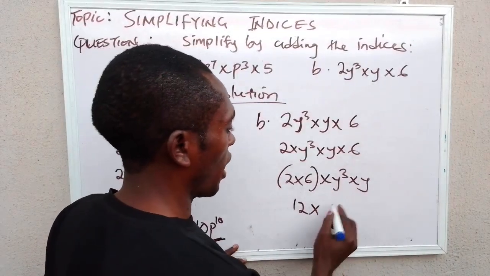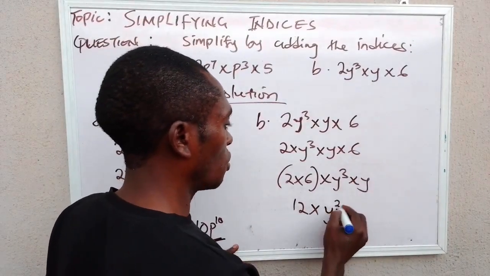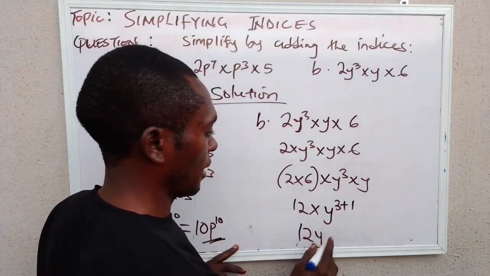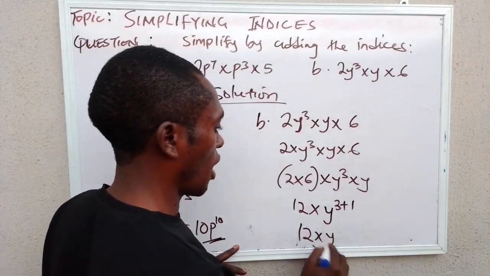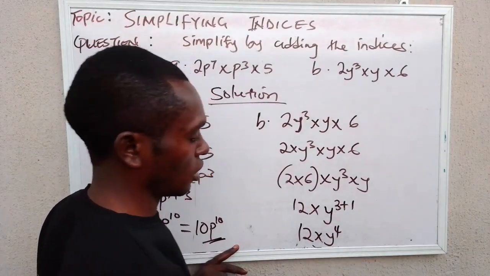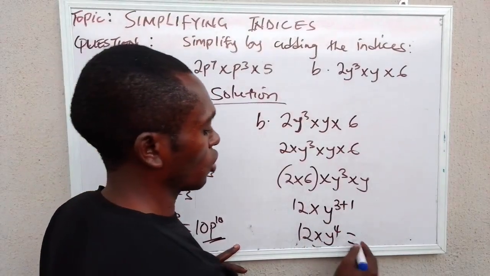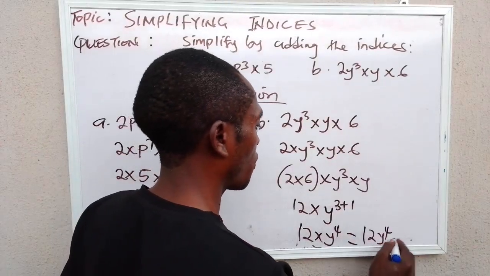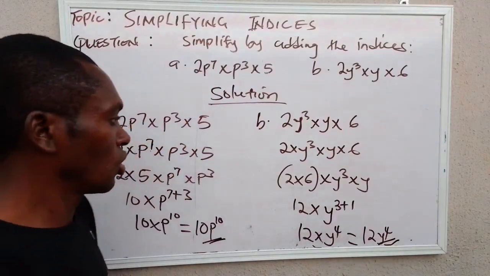So we pick one of the y's and add the powers, so it will be 3 plus 1. So we have 12 times y raised to the power of 3 plus 1. 3 plus 1 is 4. So 12 times y raised to the power of 4 is 12y^4. Now this is the solution to this question.